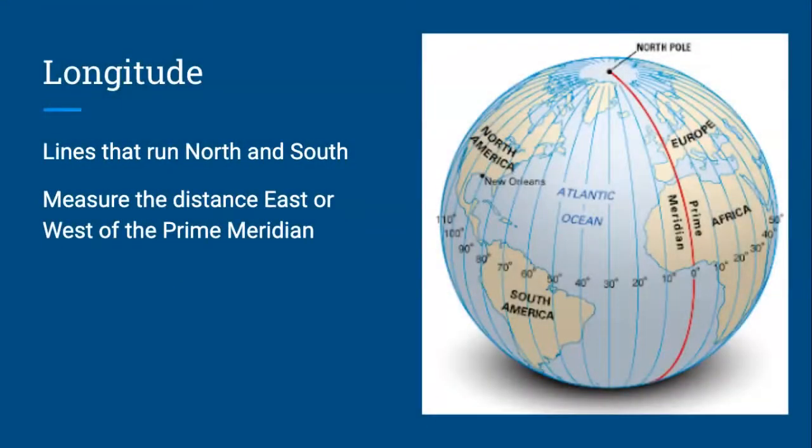Longitude are lines that go north and south. And what they do is they measure the distance east or west of the prime meridian. The prime meridian is a special line, like the equator, that has a longitude of 0 degrees. You can see it on the right as that red line going from the North Pole to the South Pole. Longitude tells you how far away you are from that prime meridian.